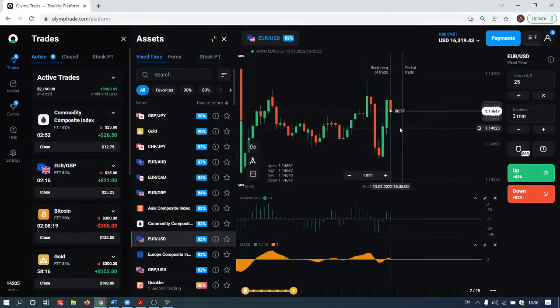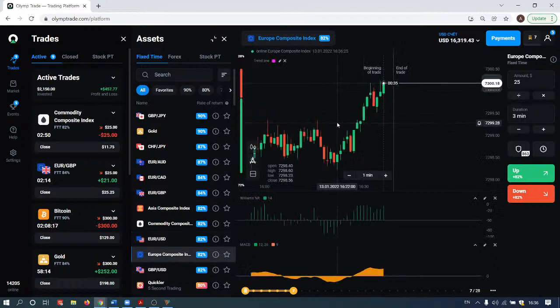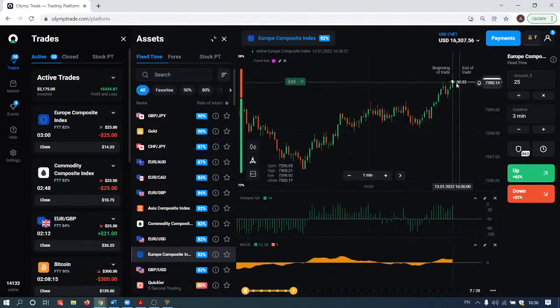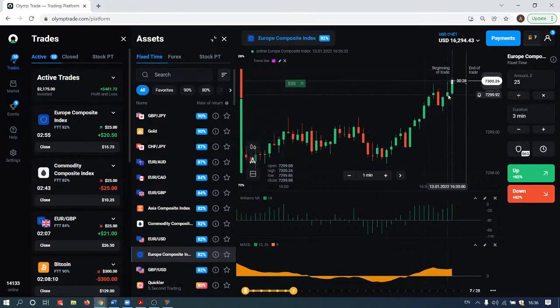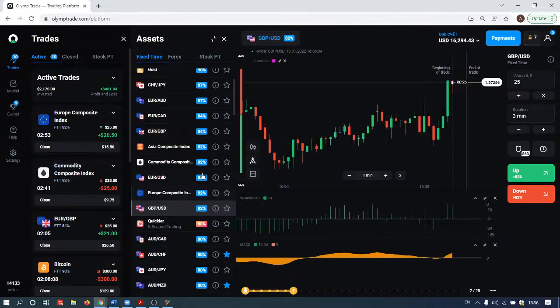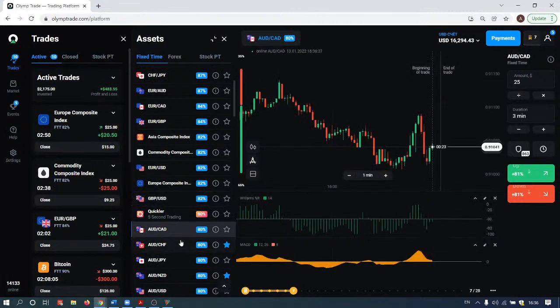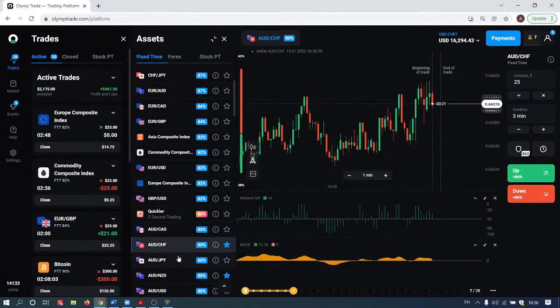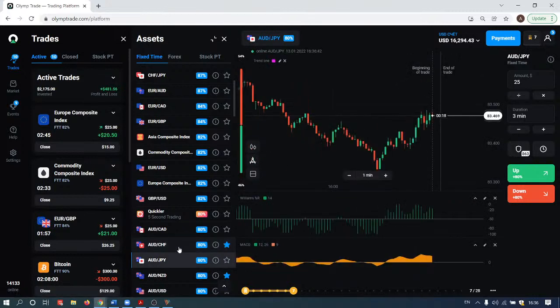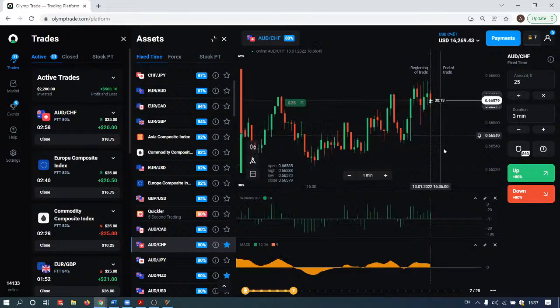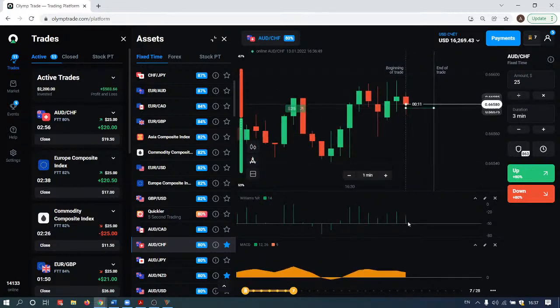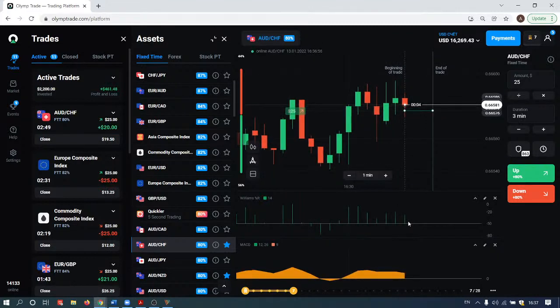Commodity composite index. Yeah, let's give it a try. Even though we are kind of overbought, we are still going north, so why not? And yeah, let's give it a try. AUDCHF. Both histograms are now pointing in the upwards direction. So let's open trades in the upwards direction.